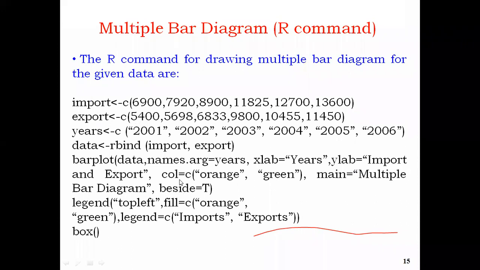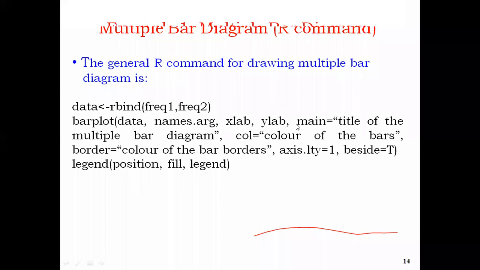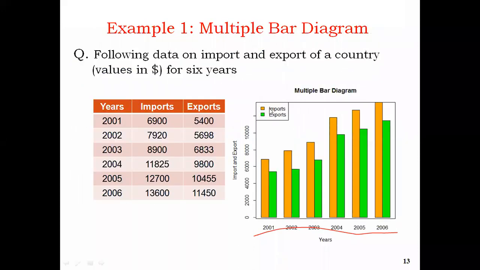Okay, so color, we are choosing here orange and green. You can choose blue and red also, no problem. Then what is our main title? Multiple bar diagram. Okay, beside true. Then what is legend? Legend means position. Here I am writing top left. You can write top right also, no problem. What is top left? Just you see here. That means we are taking the top and then the left side. So this is the position of our legend.